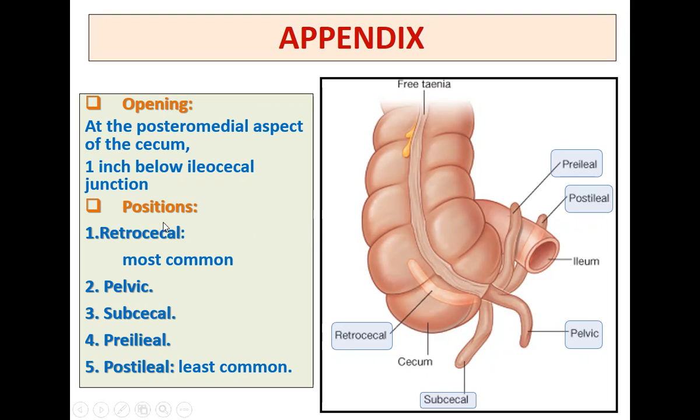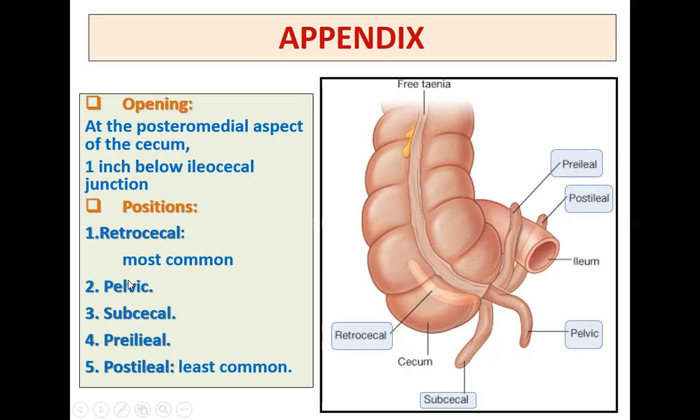The most common position where it will be present is retrocecal. It is behind the cecum. Retro means behind the cecum, so it is called retrocecal. This is the commonest position. Whenever you want to trace the base of the appendix, go behind the cecum; usually it will be traced there. If not, there will be other positions.